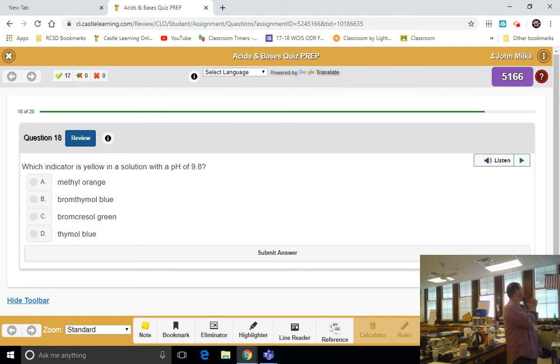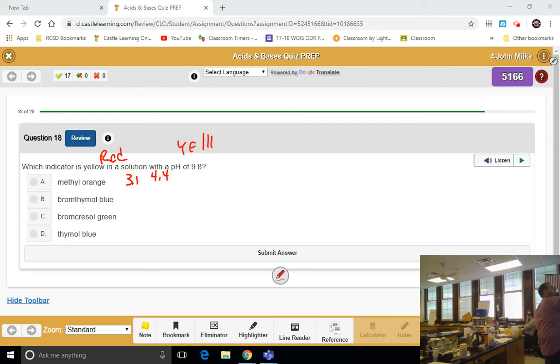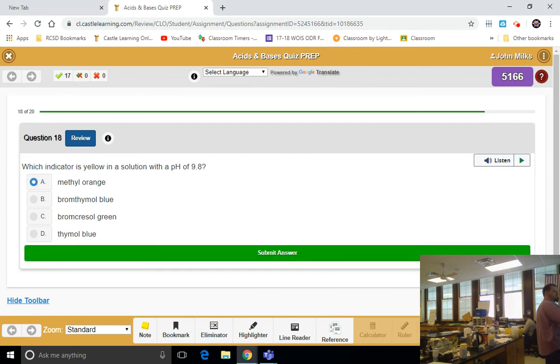2 more and we're done. Which indicator is yellow in a solution with a pH of 9.8? Left, right, center. You're going to have to play the game with all 4 of these. I just so happen to remember the methyl orange's range is 3.1 to 4.4 because we did that on the board for bell work. And I know it went from red to yellow. And that 9.8 is going to be right here in my yellow, so that's my answer. Bromothymol blue is yellow, but it's on the acid side. Remember that too. So the answer is methyl orange.